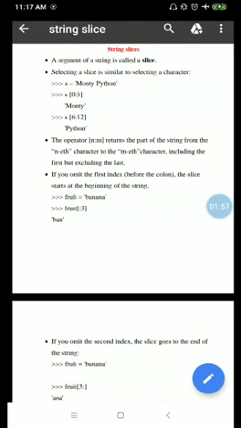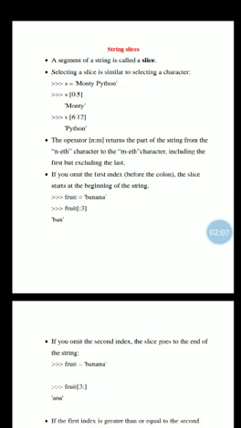We'll see one more example. S[6:12]. Here the value will start from the 6th position and it will end at 12, where 12 means 12 minus 1. It is going to end with the 11th position. Here 6 means start with P and the 11th position is N. It is going to give the output Python. So this is how exactly the string slice works. The operator n:m returns the part of the string from the nth character to the mth character, including the first but excluding the last one, that is m minus 1.